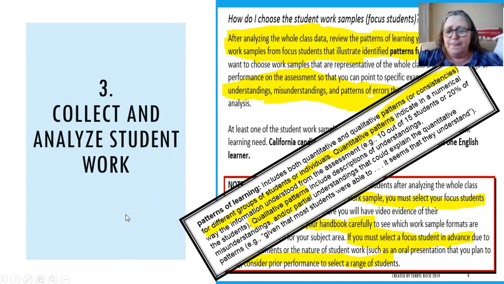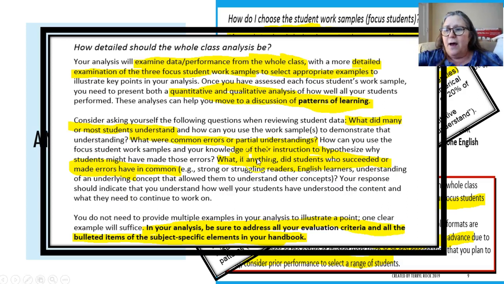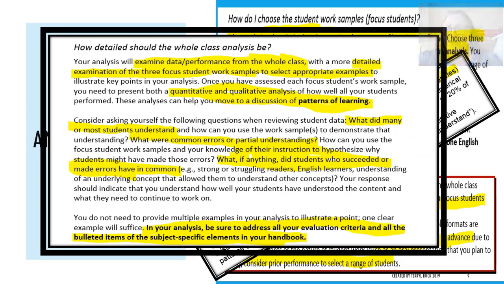So you're going to be analyzing, and once you've done that, you really start to get busy on the big work. So how detailed should this be? Well, you're going to first examine the data and the performance of the whole class. And then you're going to get more detailed thinking about the 3 focus students' work samples and looking at their work samples and selecting appropriate examples from the work sample to illustrate the key points of your analysis. And once you've assessed each student's work sample, then you'll present the quantitative and qualitative analysis of these patterns of learning that you've found.